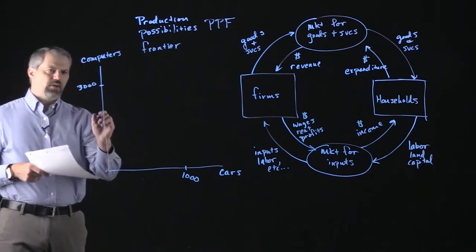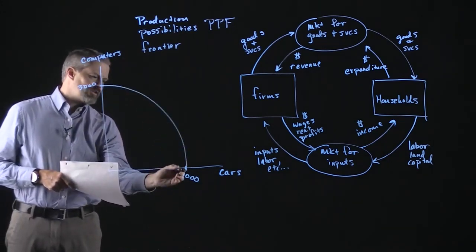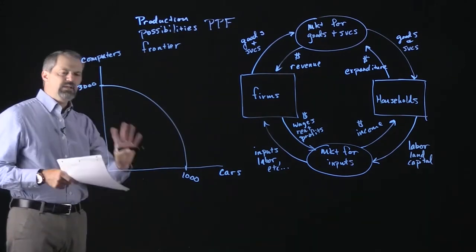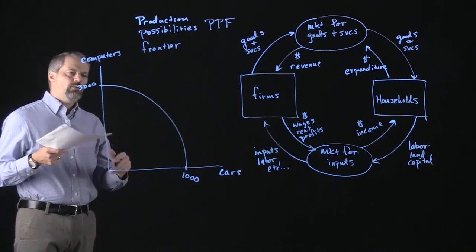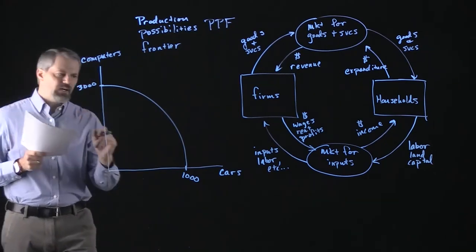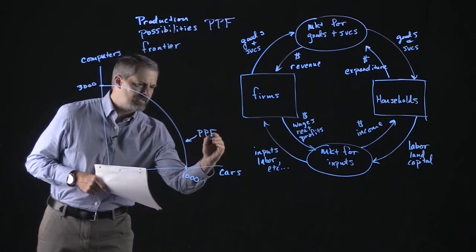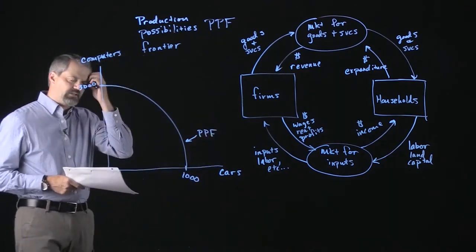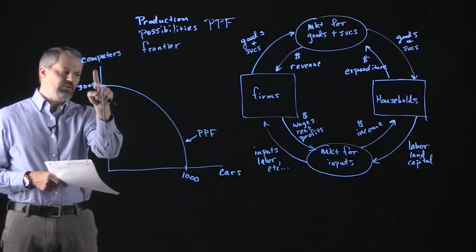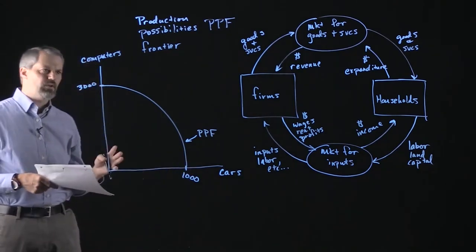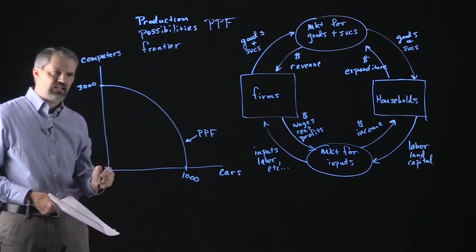Let's draw a production possibilities frontier. Typically, our production possibilities frontier is going to look like this. It's going to be bowed out, curved like that. This thing is what we would call a PPF. This production possibilities frontier shows us all of the possible combinations of computers and cars that we can produce given the inputs that we've got in this economy and given the technology.